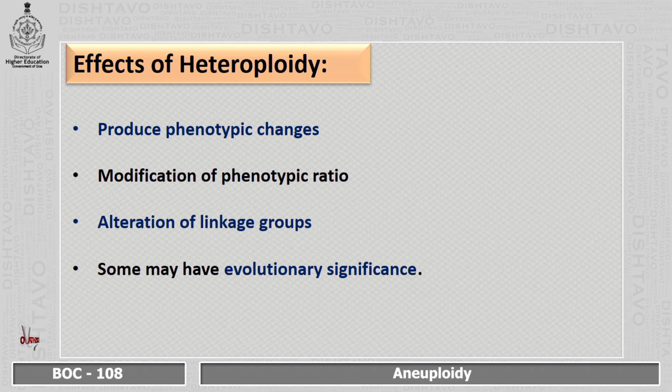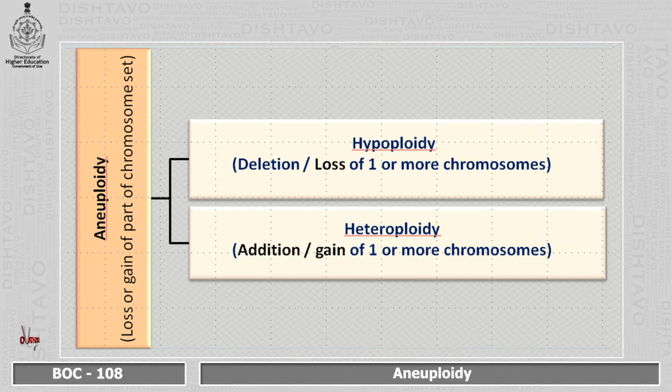So, aneuploidy comes under heteroploidy. Now, we will be dealing with aneuploidy with examples. Aneuploidy is the loss or gain of a chromosome or maybe two chromosomes in a set. Depending upon whether it is a loss or a gain of a chromosome, it is classified as hypoploidy or hyperploidy. Hypoploidy is when there is a loss or deletion of one or more chromosomes. Hyperploidy is when there is a gain or addition of one or more chromosomes in the set.